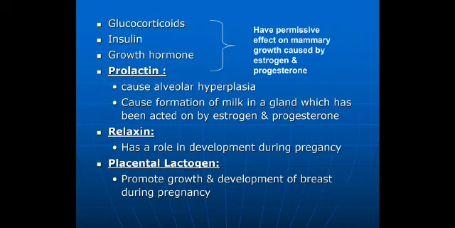The other hormones which play a role in the growth of breast, which have a permissive action, are the glucocorticoids, insulin, and growth hormone. Prolactin causes alveolar hyperplasia and causes formation of milk in a gland which has been acted on by estrogen and progesterone, that is, the estrogen and progesterone primed breast.